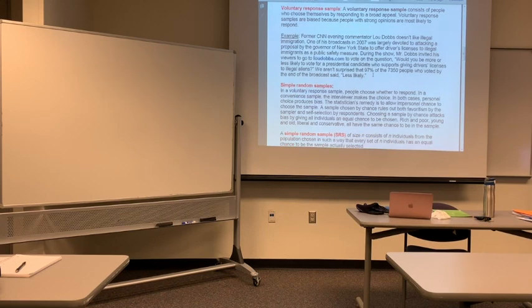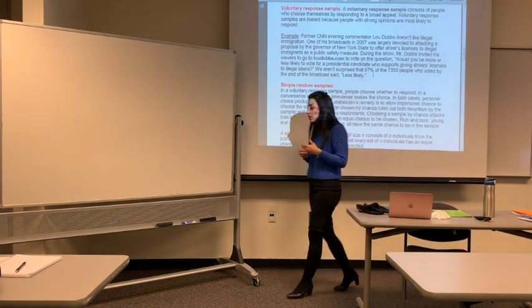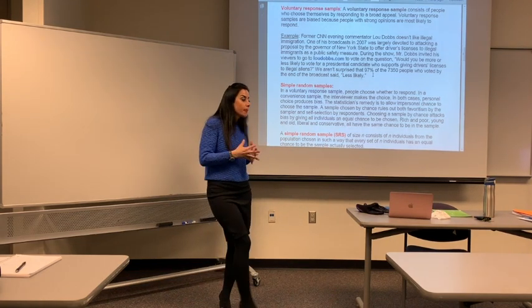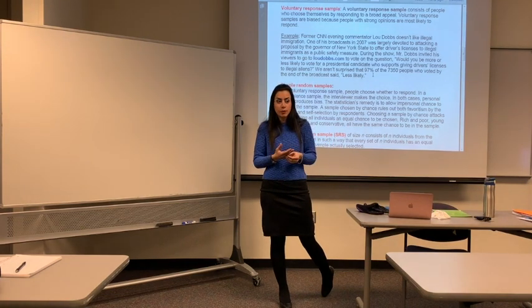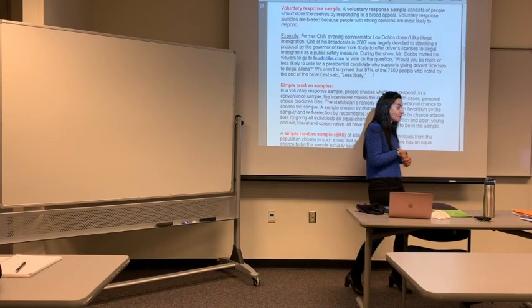Now there is another kind of sample which is not good, the voluntary response sample. A voluntary response sample is the kind of sample which is not randomly chosen, and it's favoring a specific part of the population. How is it favoring a specific part of the population?